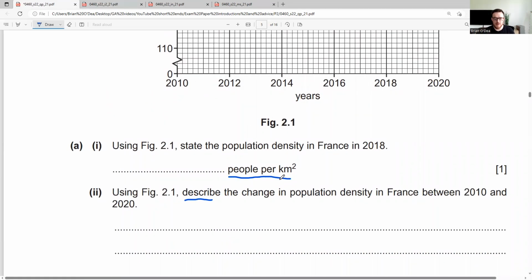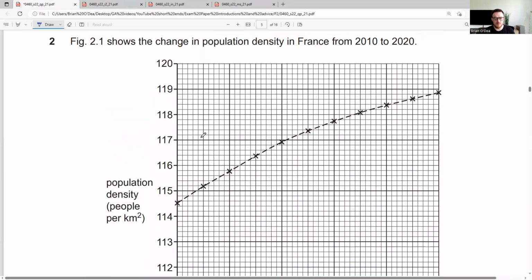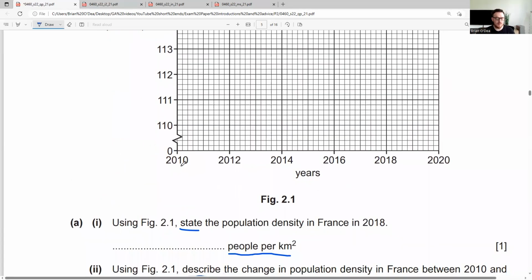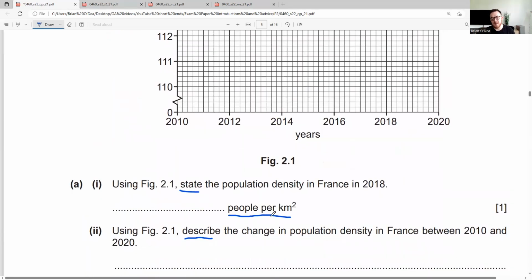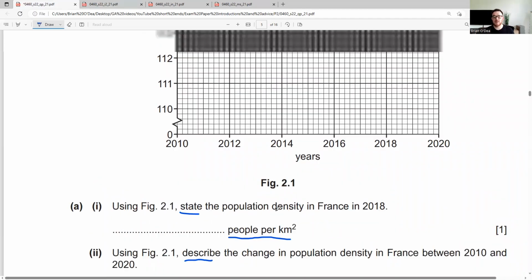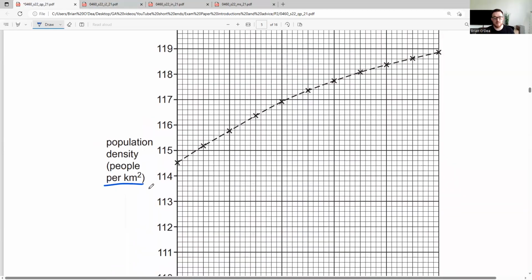Sometimes for these short questions where they just ask you to state what you see, you've got to show that you can read the graph or the bar chart or the map. The units of measurement are really important. If they're there, fantastic. If they're not there, do not forget them. The units of measurement will always be there.